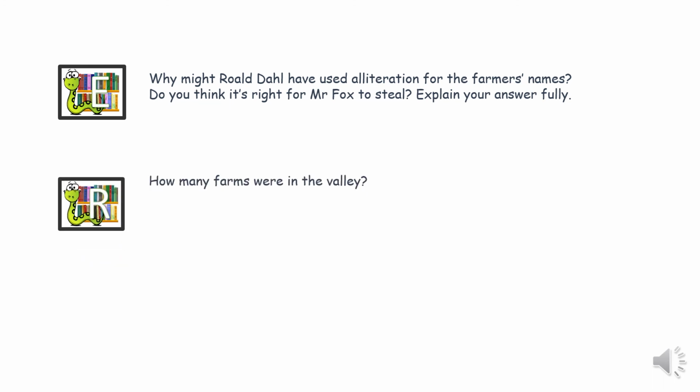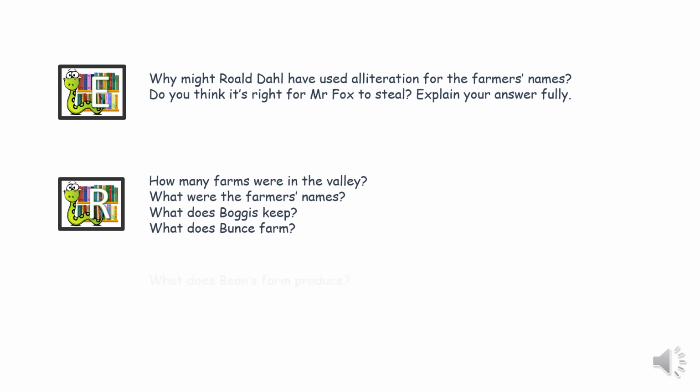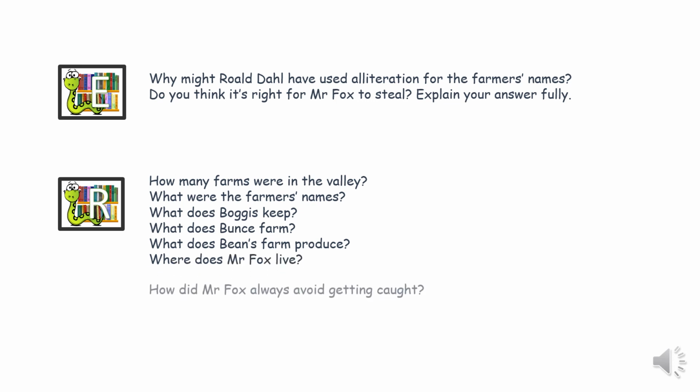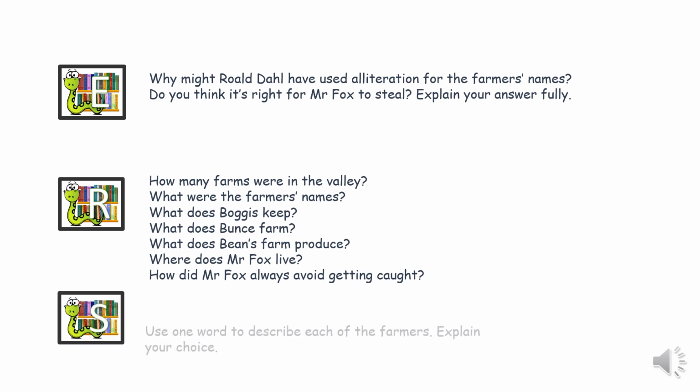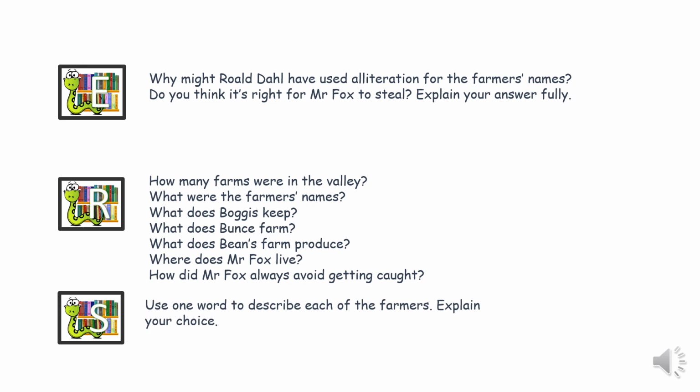R. Retrieve. How many farms were in the valley? What were the farmers' names? What does Boggis keep? What does Bunce farm? What does Bean's farm produce? Where does Mr. Fox live? How did Mr. Fox always avoid getting caught? S for summarise. Use one word to describe each of the farmers and explain your choice. Summarise the farmer's plan in 20 words or less.